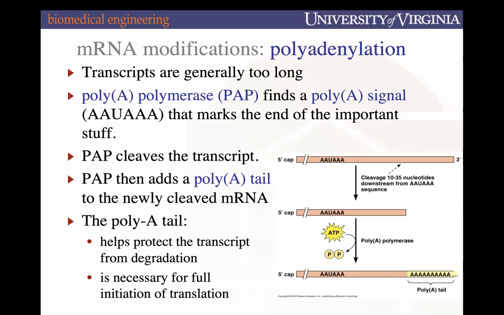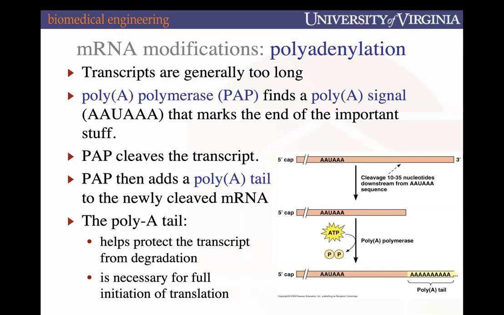And in addition to that, it adds a poly-A tail. It adds many adenosines to the tail of that mRNA transcript. The key reason why that's important is that the poly-A tail helps protect the transcript from degradation. There are poly-A binding proteins that help stabilize the mRNA. And it's also a key necessary part for the full initiation of translation once this is shuttled out and used to make a protein.